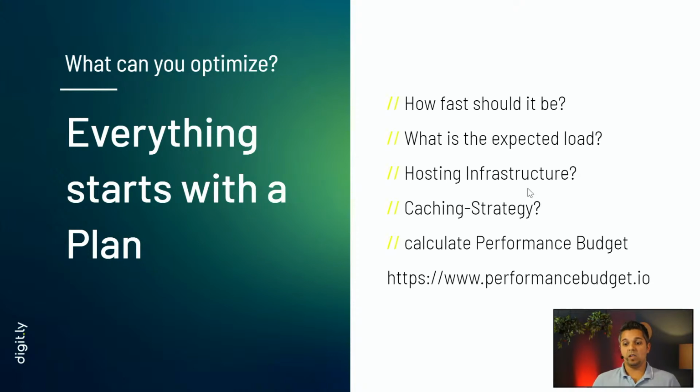And nice to know, you can calculate your performance budget. Go to performancebudget.io and enter the target time you want to load, for example, 3 seconds on a slow connection. And the answer is, your site should not be bigger than 300 kilobytes to load in 3 seconds with a slow connection. So 300 kilobytes is not that much.